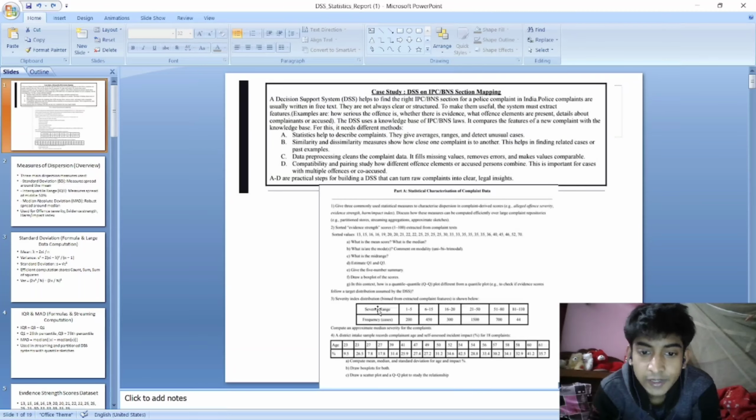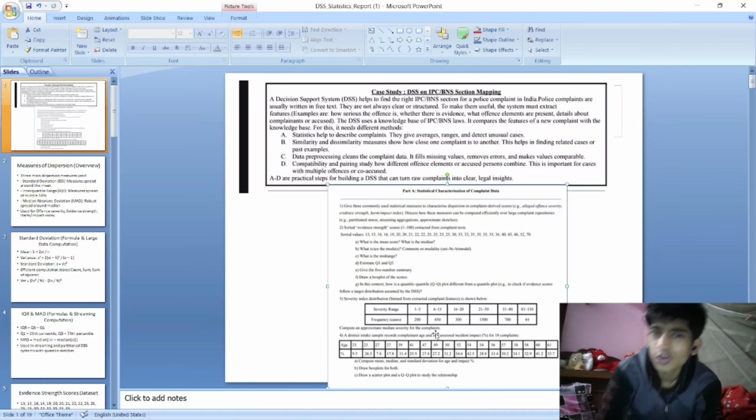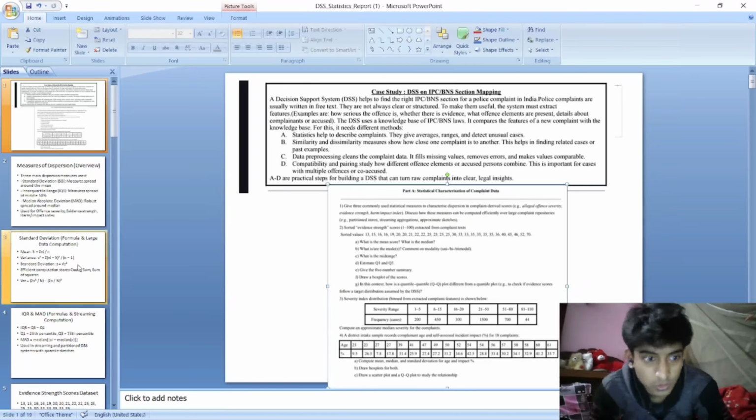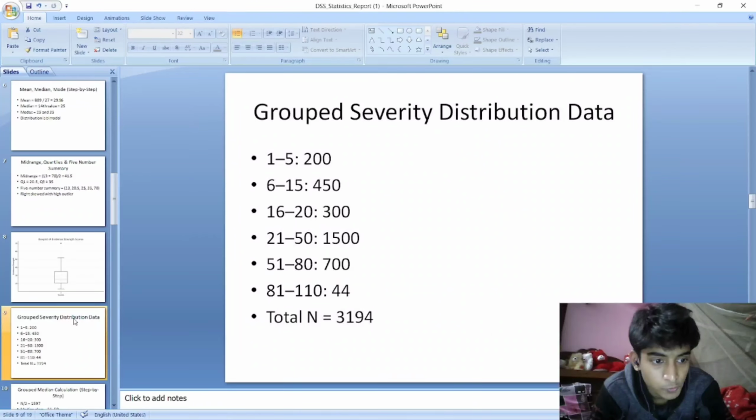We are given a severity index distribution, which is built from extracted complaint features. We are given severity index 1 to 5, and the frequencies are the cases. For the 1 to 5 severity range, we have 200 cases. For 6 to 15, we have 450, and so on, right? And we have to compute an approximate median severity. So it is asking for the grouped median, right? So it is very simple. We have a formula. Let me show you.